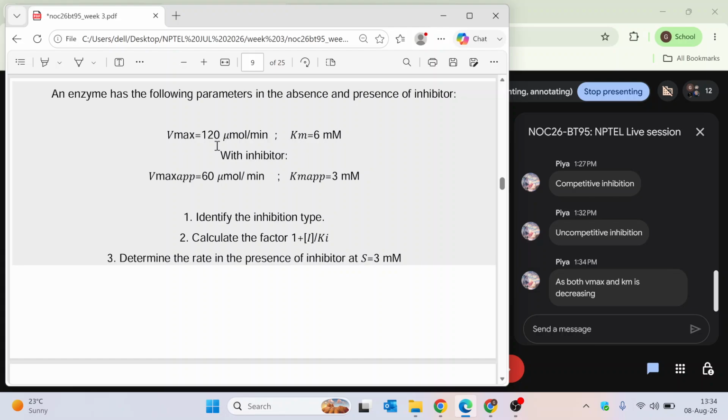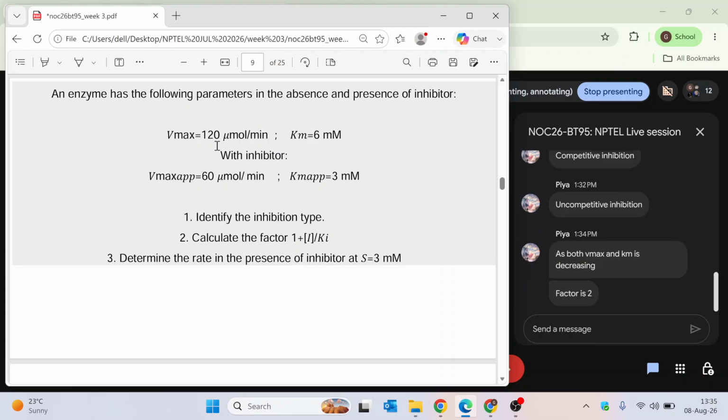So what is uncompetitive inhibition? Where the inhibitor is going to target your enzyme substrate complex itself. Only the enzyme substrate complex is going to get affected. So now you have to find the value of 1 plus I by Ki from the given data. Exactly.